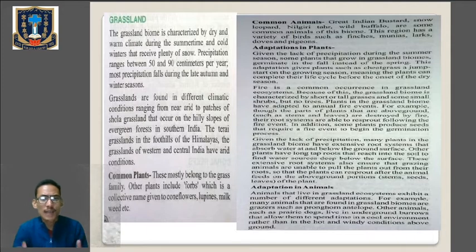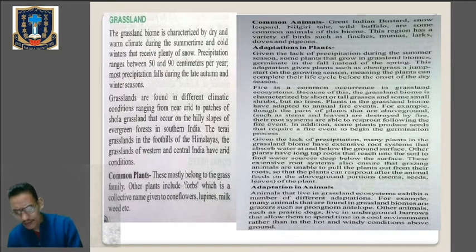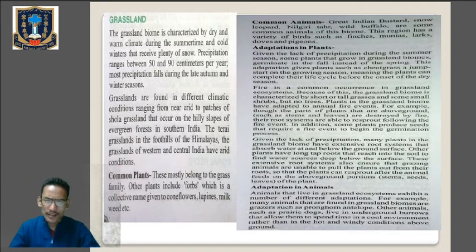during the summertime and cold winters. Okay, precipitation, rainfall, ranges from 50 to 90 centimeters per year, and most precipitation will be at the time of late autumn and the winter season. Grasslands are found in different climatic conditions, ranging from near arid to patches of short grassland, shola grassland, that occur on the hilly slopes of the evergreen forest in southern India.